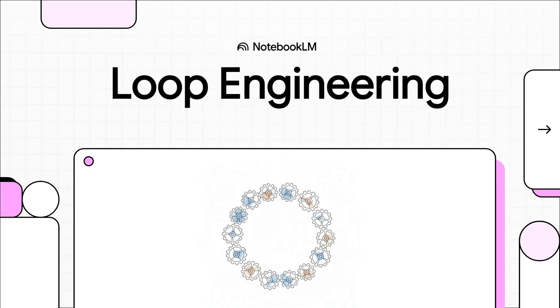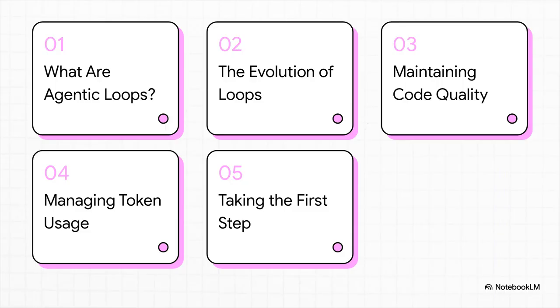The whole goal here is to make the AI do the heavy lifting so you can actually step back and focus on the big picture. Okay, let's dive into this and look at our roadmap. First up, what are agentic loops? Then, the evolution of loops. Third, maintaining code quality. Fourth, managing token usage. And finally, taking that first step.